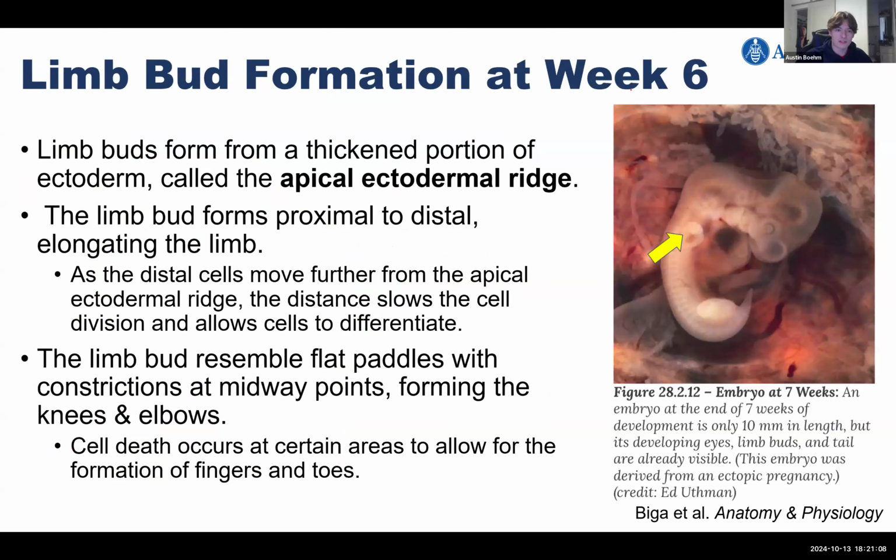And around week 6 is where we start to get limb buds. So you can see a little bit of those in the picture here. And they form off of this portion of the ectoderm that starts to thicken and form a little lump or mound. And that's called the apical ectodermal ridge.